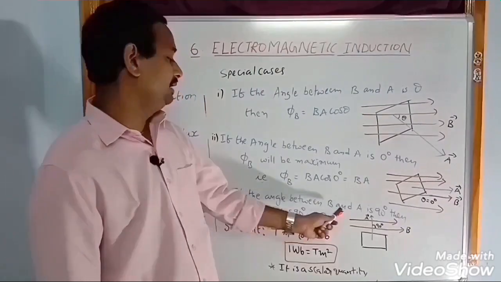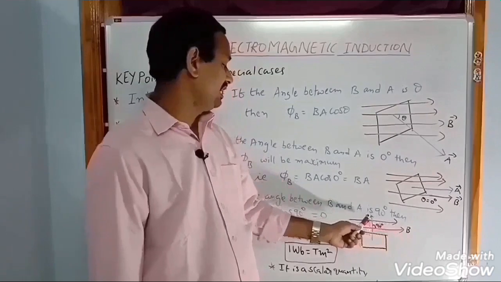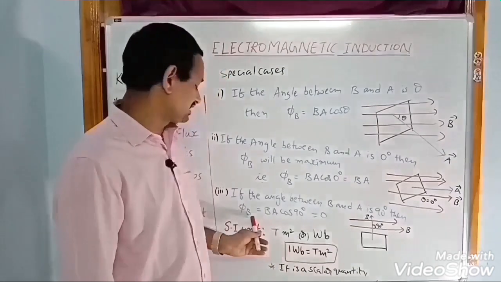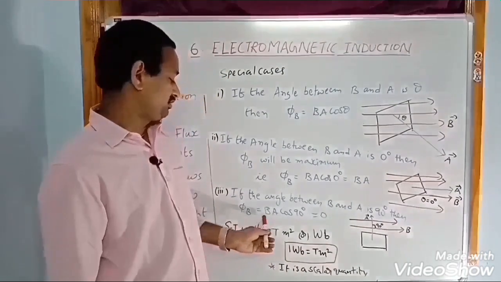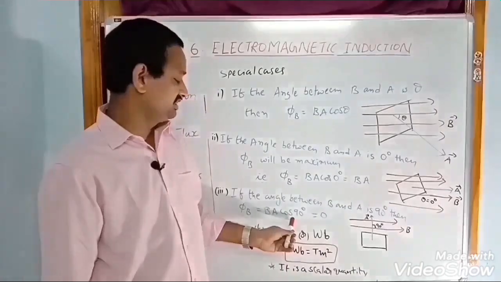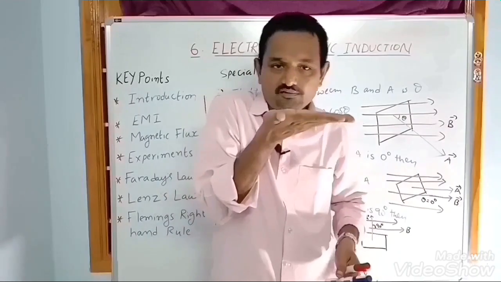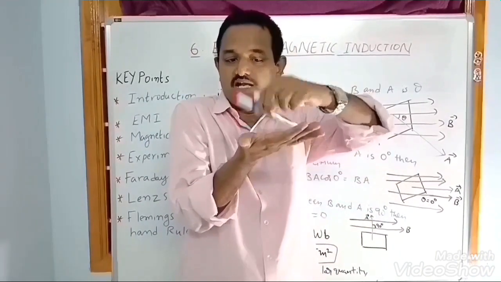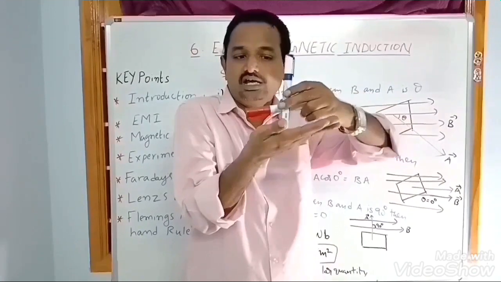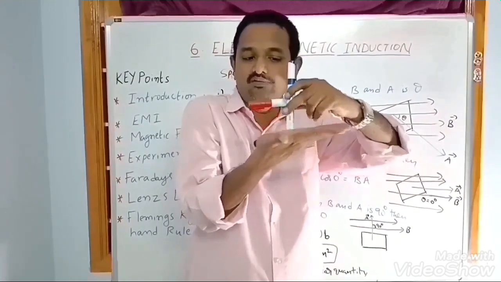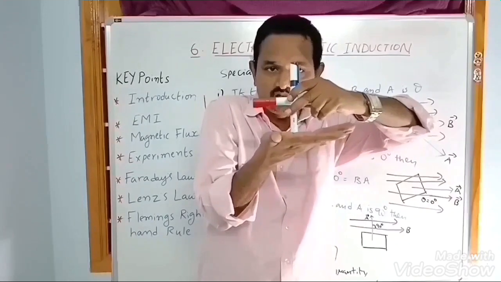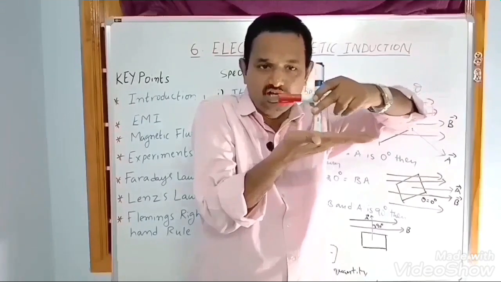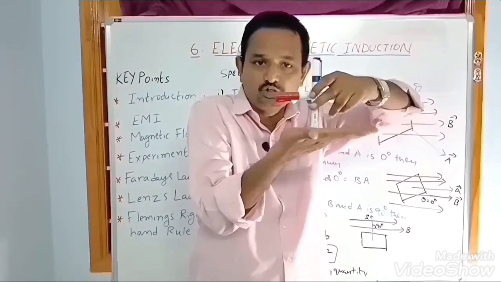Third case, if the angle between the strength of the magnetic field and the area vector is 90 degrees, then magnetic flux will be 0. Why 0? Phi b equals BA cos 90. Cos 90 here is 0. Here it is a coil which is placed in a magnetic field. So the magnetic field is moving like this and the area vector like this. Here, what is the angle between these two? Suppose this blue marker represents the area vector and this red marker represents the magnetic field lines. What is the angle between these two markers here?